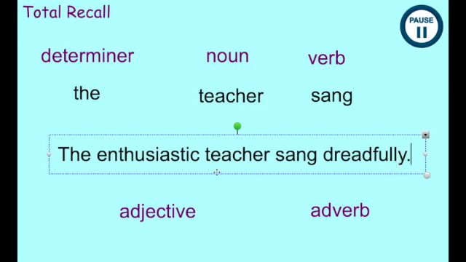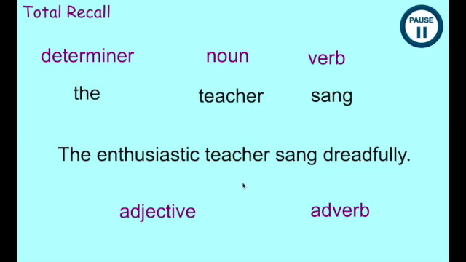And then we've got the basis of our description, which is what today's all going to be about. We're going to be using adjectives to add a bit of description. Have a go at making your own simple sentence with a determiner, a noun, a verb, and then add in an adjective and an adverb. Pause now to have a go at that.